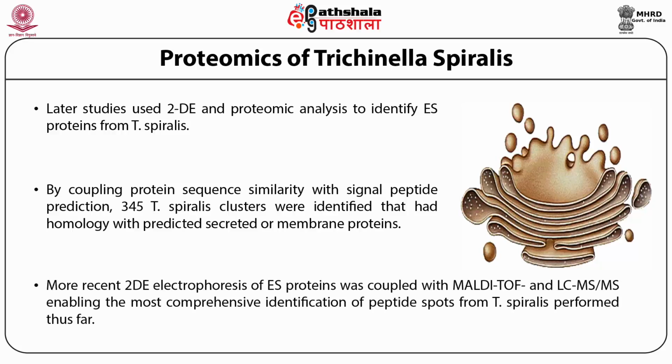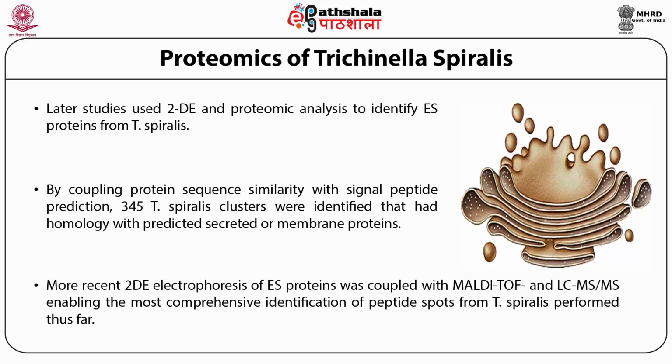More recent two-dimensional electrophoresis of ES proteins was coupled with MALDI-TOF and LC-MS/MS, enabling the most comprehensive identification of peptide spots from T. spiralis. Identities were assigned to 43 out of 52 ES peptide spots analyzed based on either the PMF data or de novo peptide data derived from LC-MS or MS/MS.